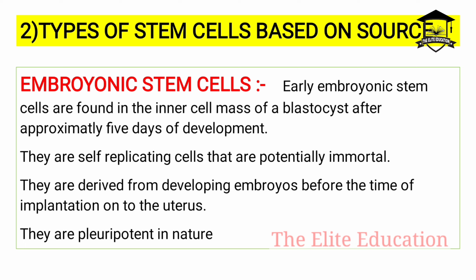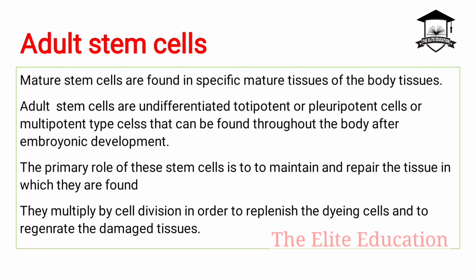They are derived from the developing embryos before the time of implantation onto the uterus. They are pluripotent in nature. Adult stem cells. Mature stem cells are found in specific mature tissues of body tissues. So these are found in specific tissues of an adult, or like the young adults.